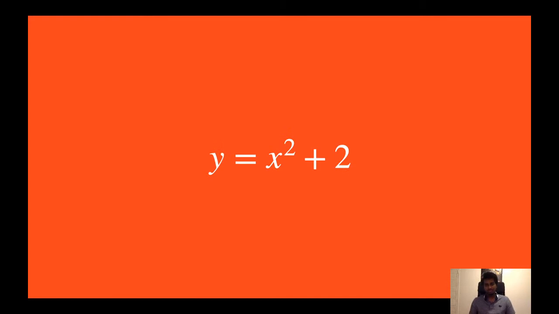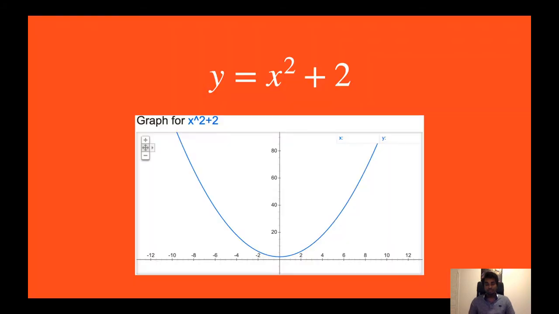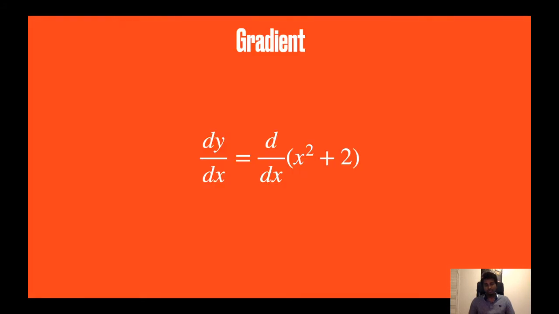Let's consider this simple equation y equal to x squared plus 2. In Swift terms, this would just be y equal to x multiplied by x plus 2, or you could use the square function as well. So the graph of y equal to x squared plus 2, what do we aim to achieve through this?